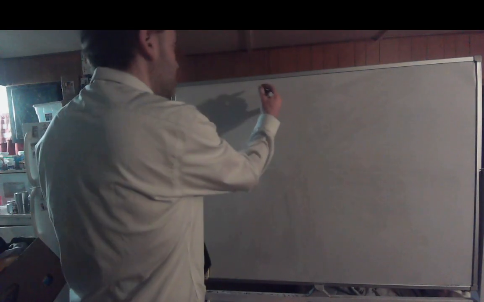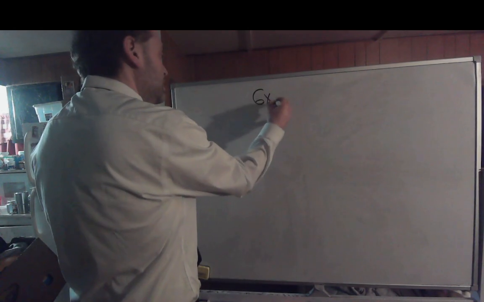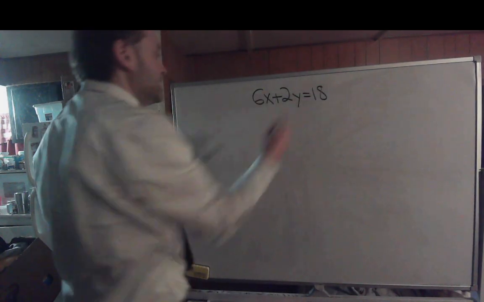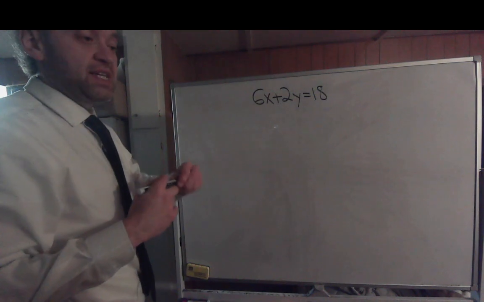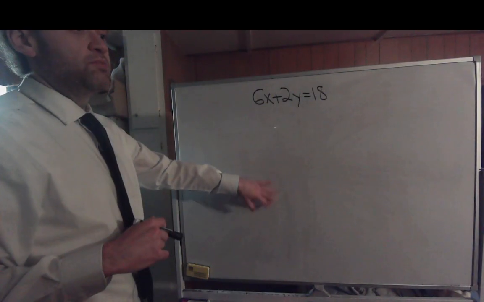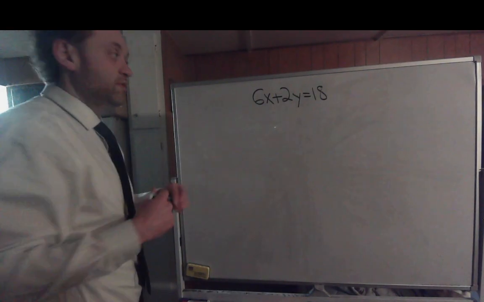Now, let's do a quick two variable equation review. Let's say you have 6x plus 2y equals 18. You're asked to write this as a function of x. You're asked to solve for y and write this as a function of x.